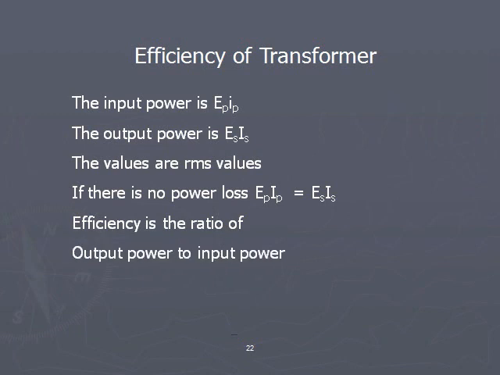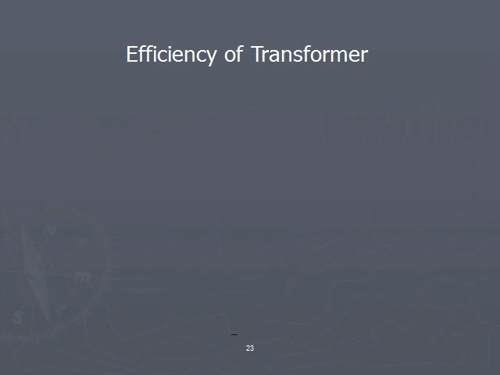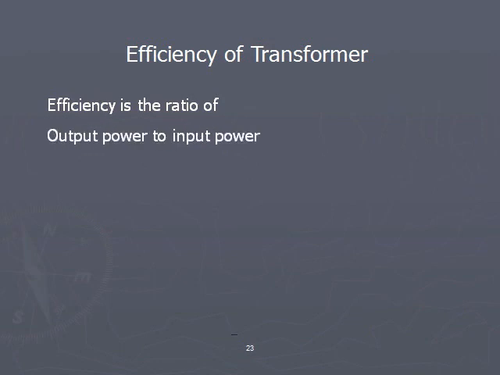Here the EMFs and currents are all taken as RMS values because we are using AC currents and AC EMFs. If there is no loss of power, then EP×IP will be equal to ES×IS. The efficiency of a transformer is defined as the ratio of output power to input power.